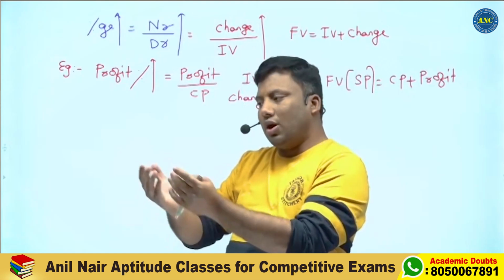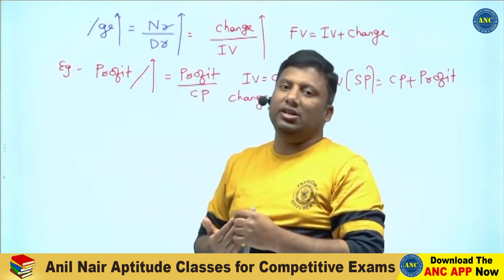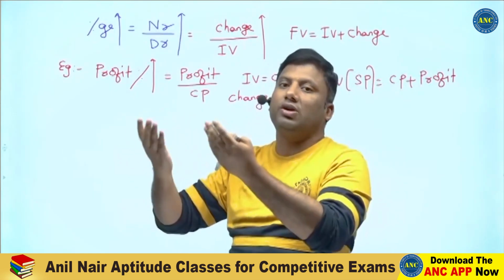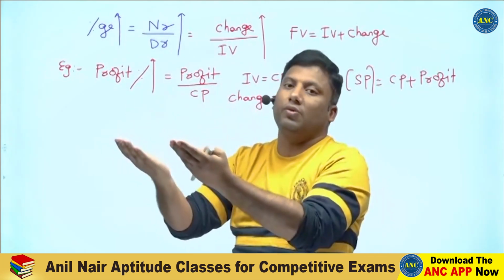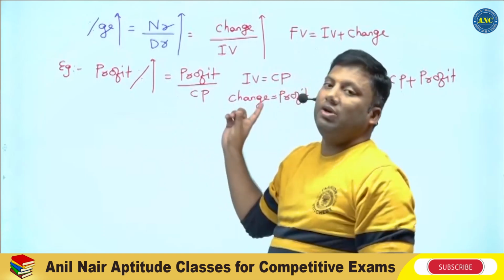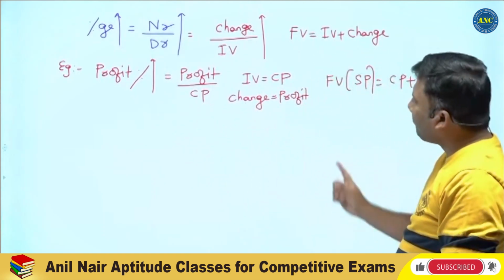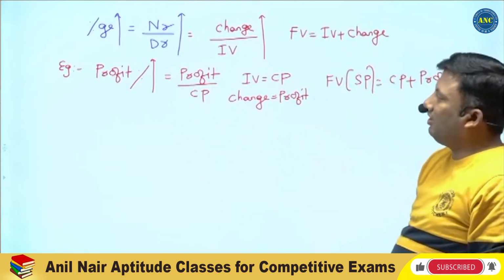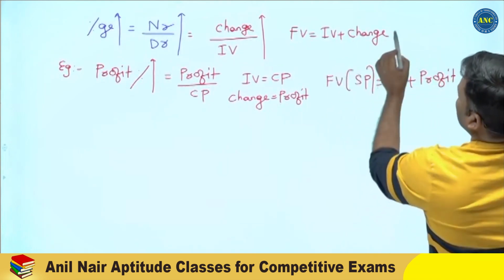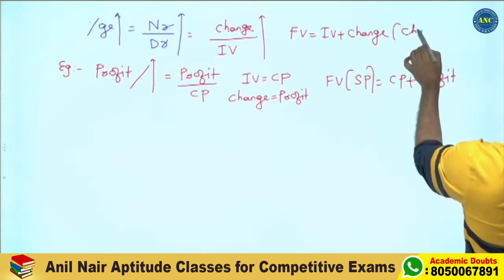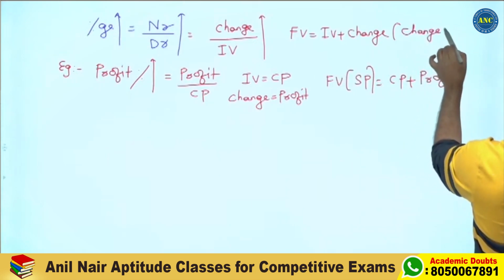I went to a shop. I purchased a pen at 10 rupees and I sold at 12 rupees. What is the extra you got? 2 on 10. Extra change, that is defined as, right? Change is nothing but final minus initial. So here, what is the change?